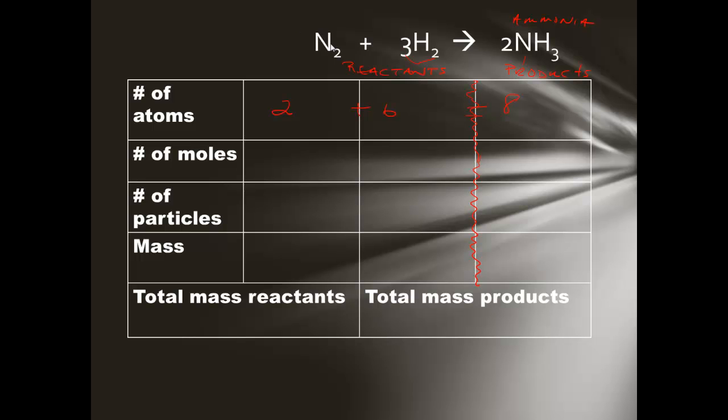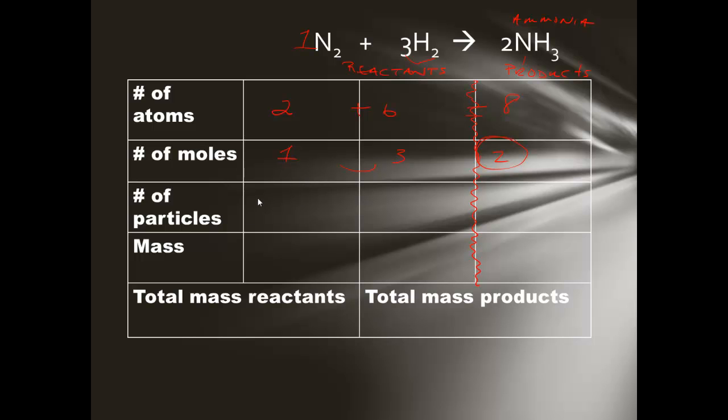Now, if I look at moles, again, I have this invisible 1 in front of the nitrogen. I have 1 mole of nitrogen plus 3 moles of hydrogen makes 2 moles of ammonia. Notice that these things don't equal. The 1 plus the 3 makes 4, but instead, on this side, we have 2. So it doesn't look like moles are conserved.